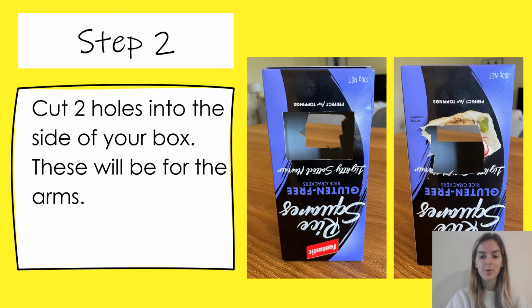Step 2, cut 2 holes into the side of your box. These will be for the arms. Now you can see here that this already had a hole cut into it, and on the other side I tried to do the same thing. Now you might need a parent to help you cut if you're cutting into a box, because sometimes it can be a little bit tricky.